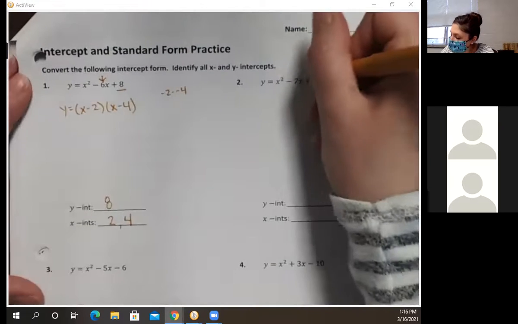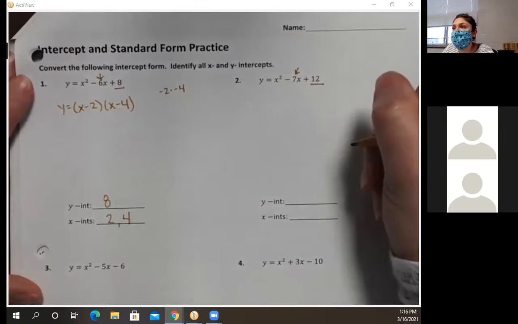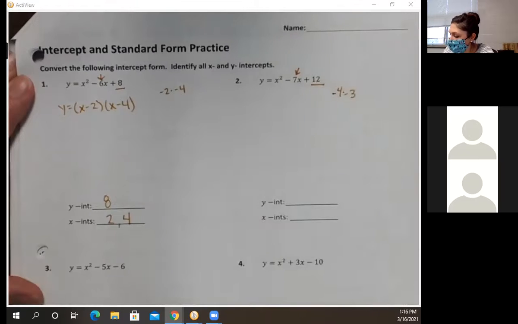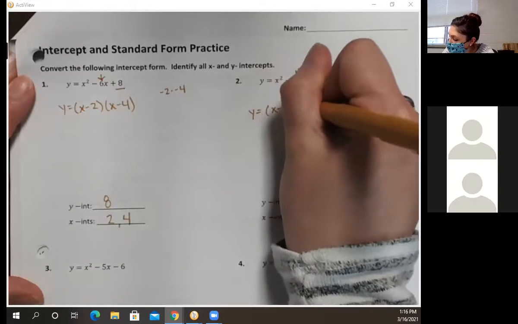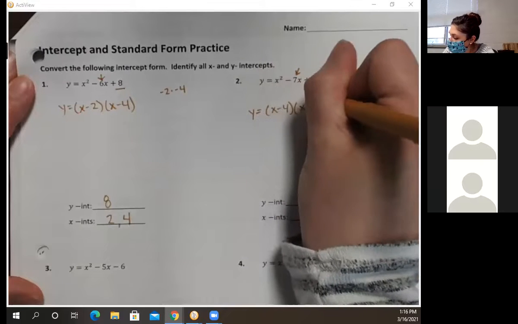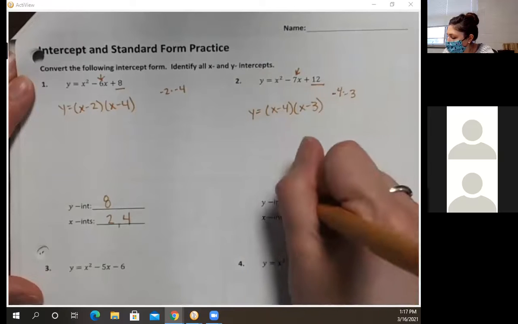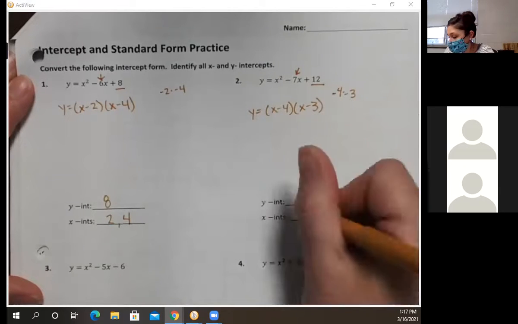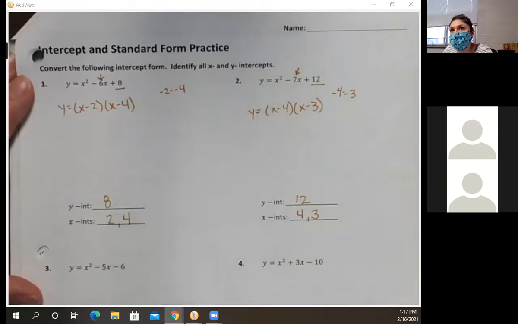For number 2, factors of 12 that add to negative 7. Negative 4 and negative 3. So my factored form would be x minus 4 times x minus 3. My y-intercept comes from standard form, that's 12. My x-intercepts would be positive 4 and positive 3. Questions on 1 or 2?